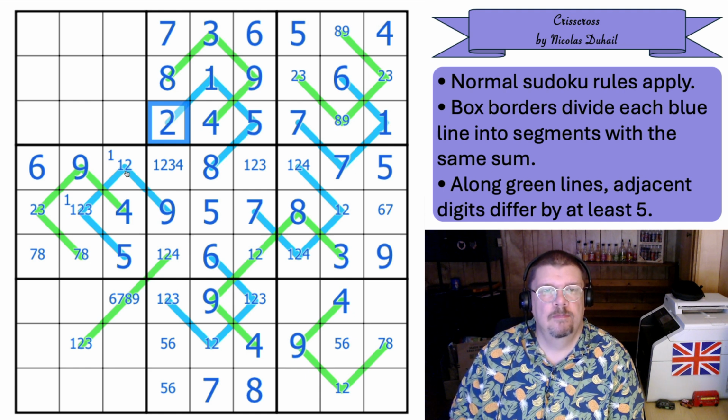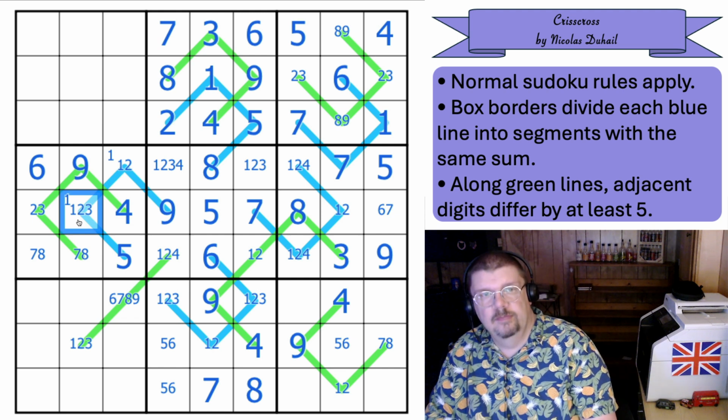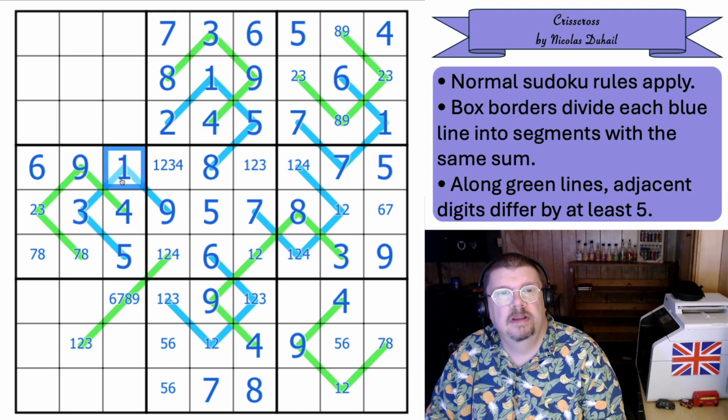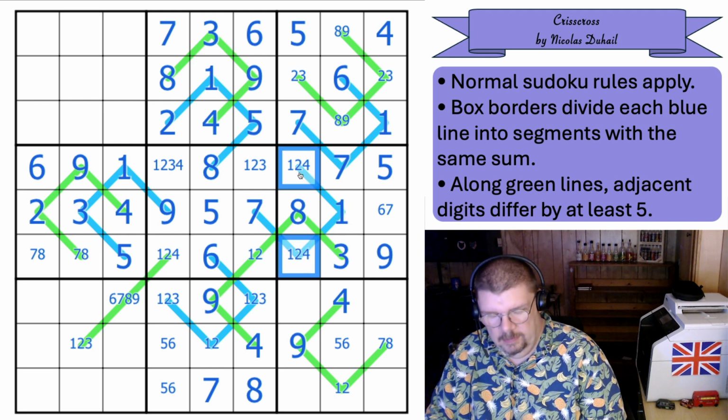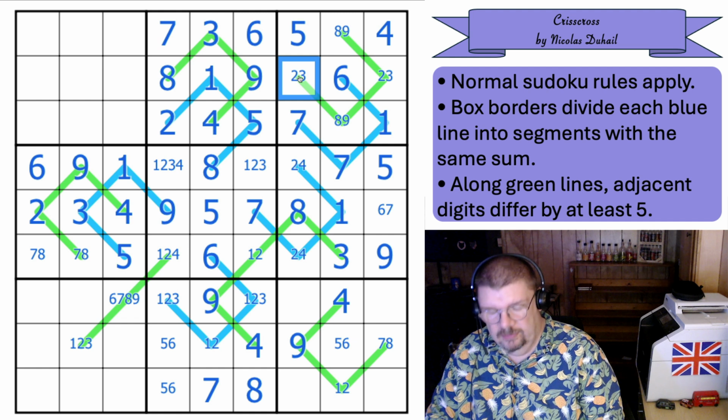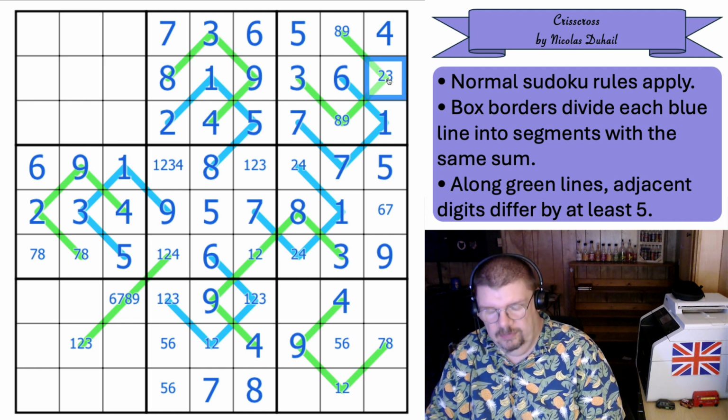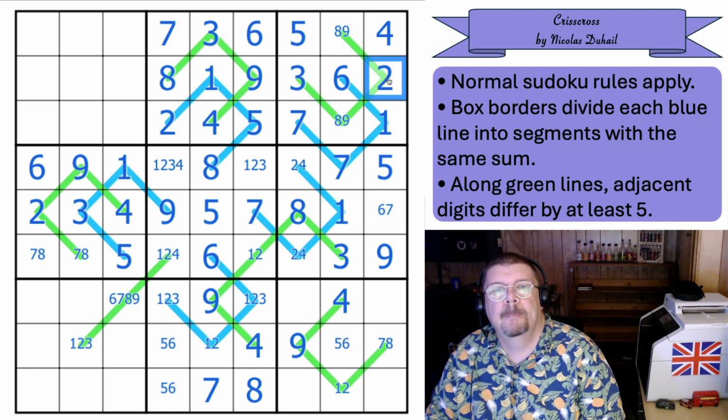5, 3, 1 is what I need to add together to make 9. So that's 3, that's 1, that's 2. That does not resolve the 7 and 8. That 2 makes this 1, makes that a 2-4 pair, which makes this a 3, and that's a 2. Okay.